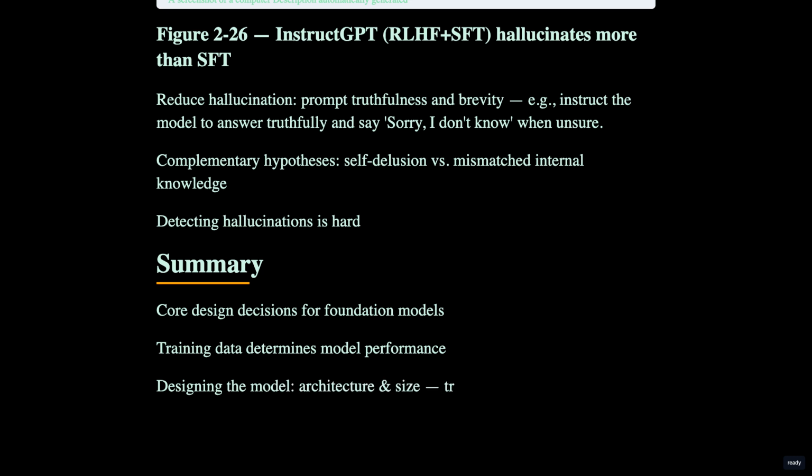After collecting data, the next step is architecting the model, choosing its structure and size before training. Those choices determine capability, compute needs, and common failure modes. The transformer is the dominant architecture for language foundation models. We examined why it works well and where it falls short.